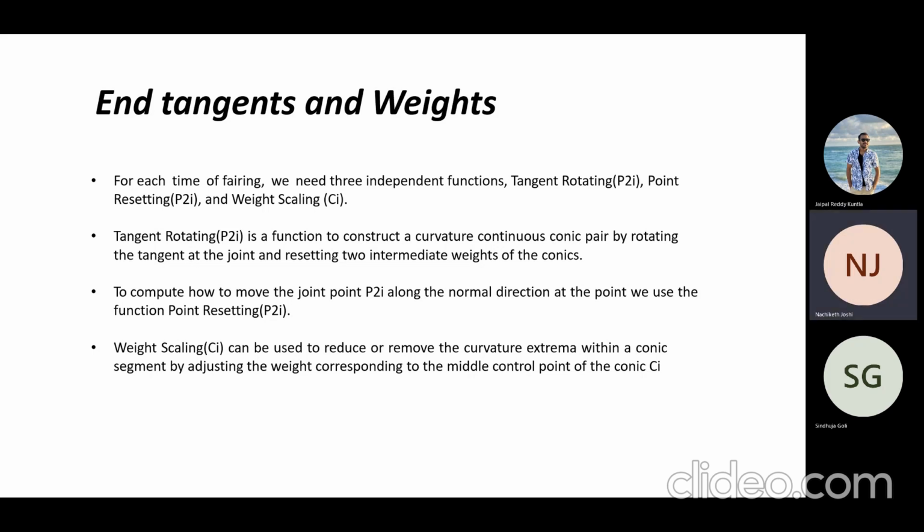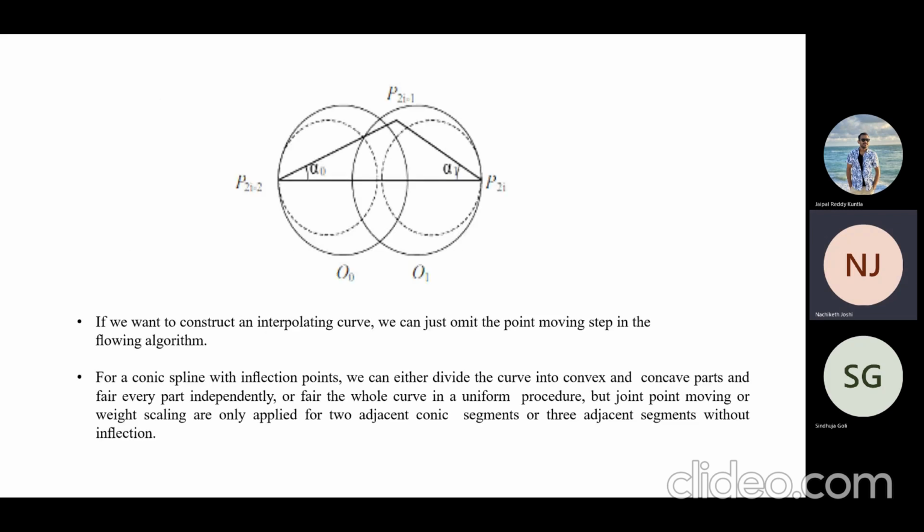Weight scaling can be used to reduce or remove the curvature extrema within a conic segment by adjusting the weight corresponding to the middle control point of the conic. If you want to construct an interpolating curve, we can just omit the point moving step in the fairing algorithm.